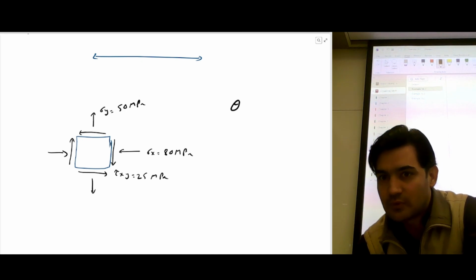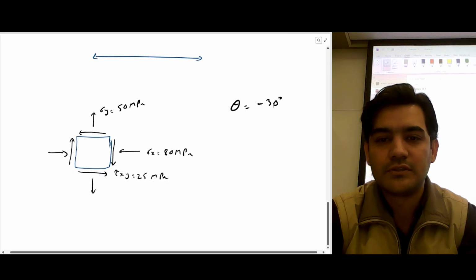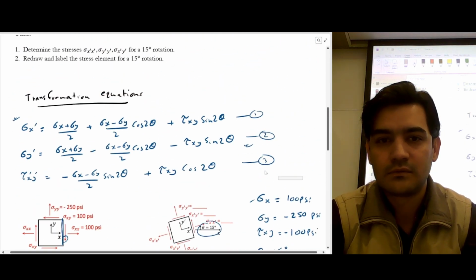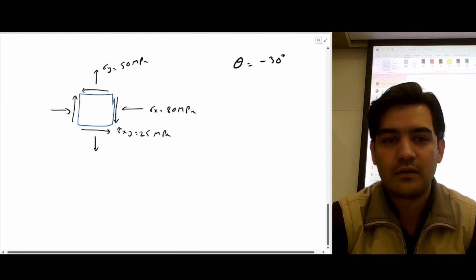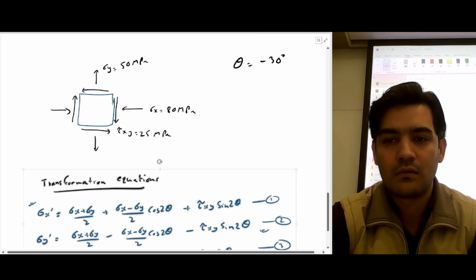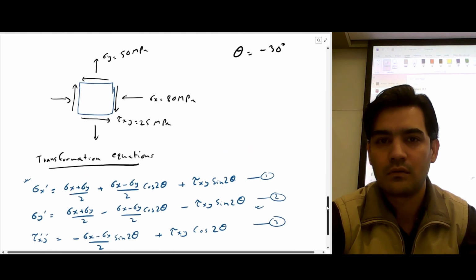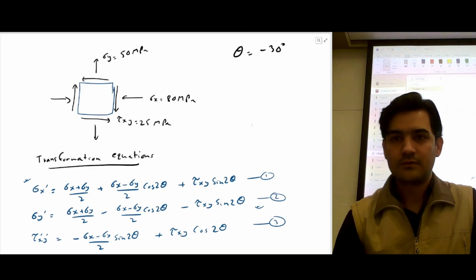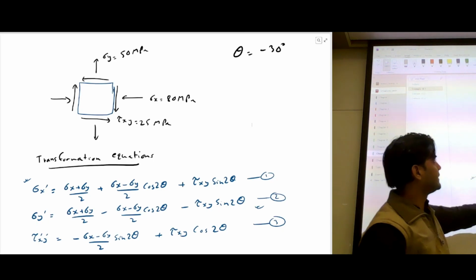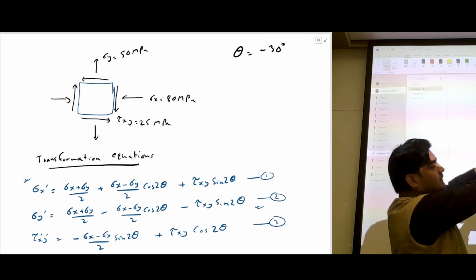So what you guys can do is you can calculate at negative 30 degrees. You can use these equations and try to calculate the transformed stresses at an angle of negative 30. So negative 30 would go down, right? Positive 15 was upward, so negative 30 is going to go down.